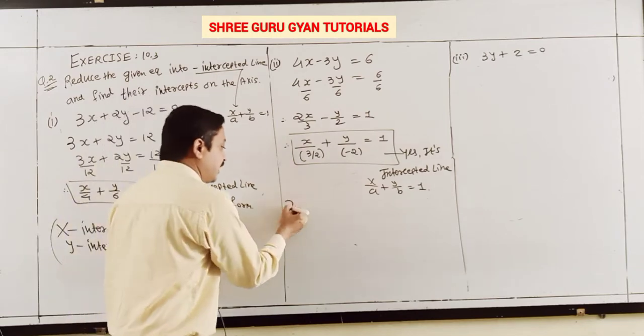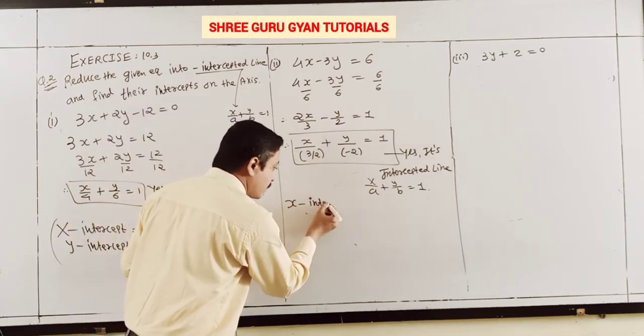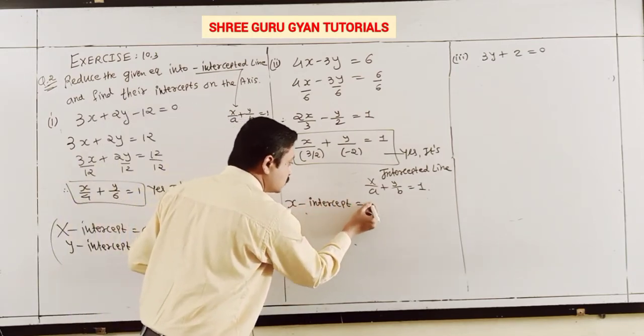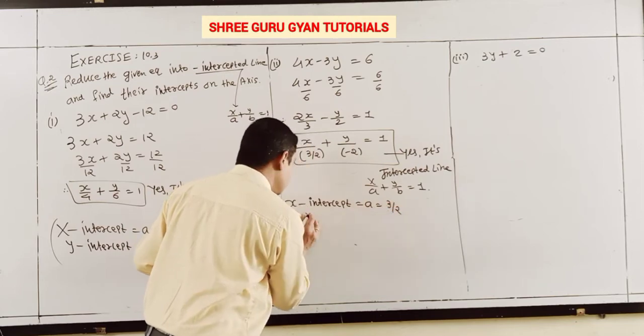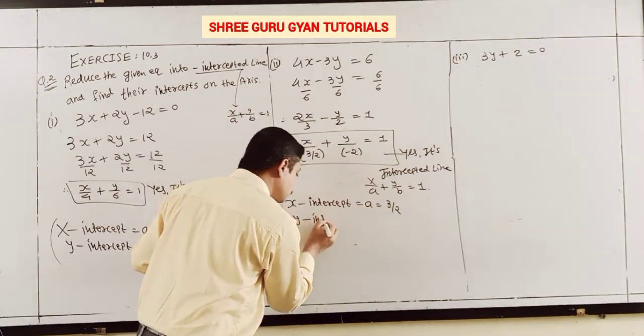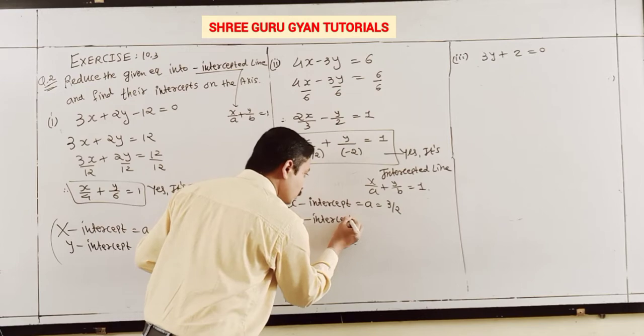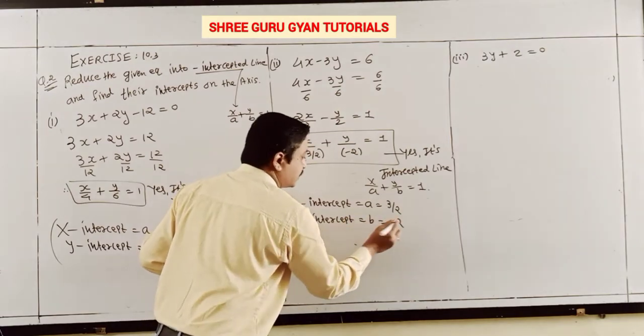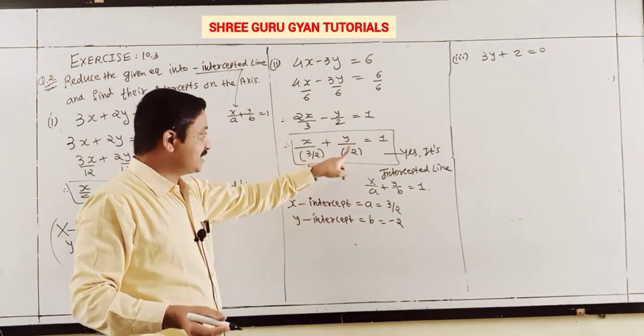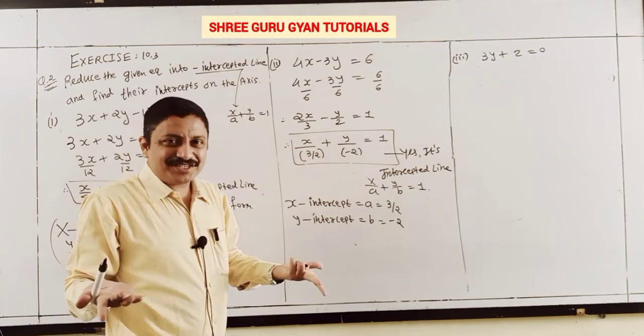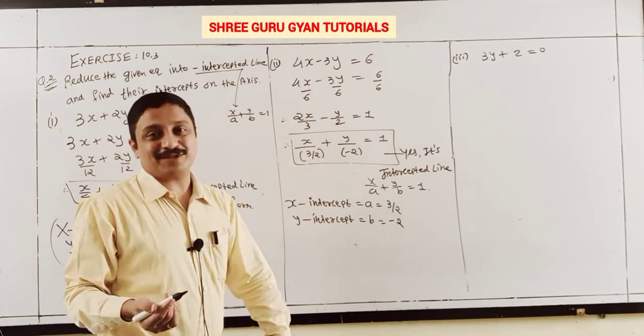Now going ahead, the x-intercept is small a, continued, and the y-intercept is small b, which is minus 2. Here these are the x-intercept and y-intercept. Now finished. Now the third one, 3y plus 2 equal to 0.